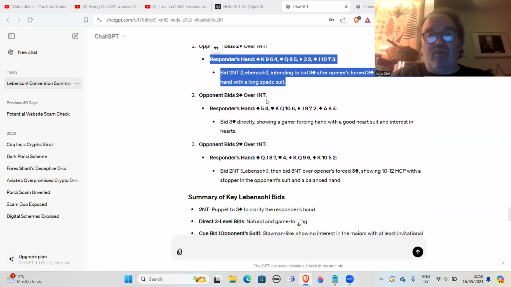Opponents bid 2 spades over 1 no trump. Responder has bid 3 hearts directly, showing a game-forcing hand with a good heart suit and interest in hearts.